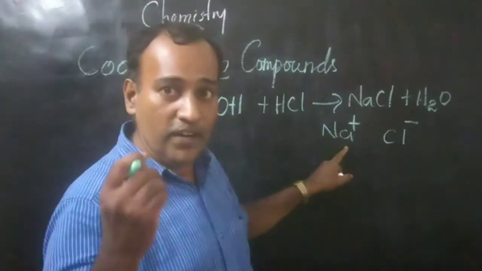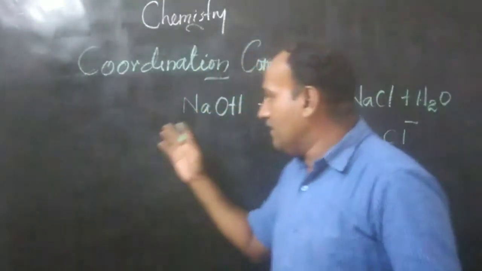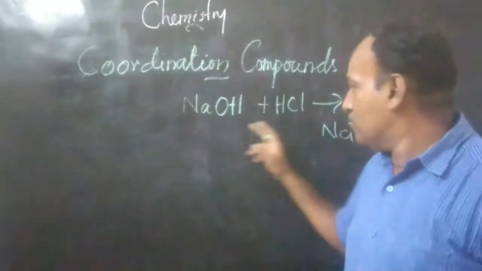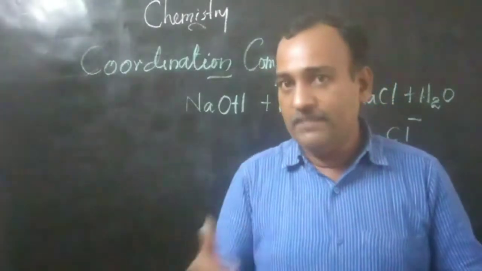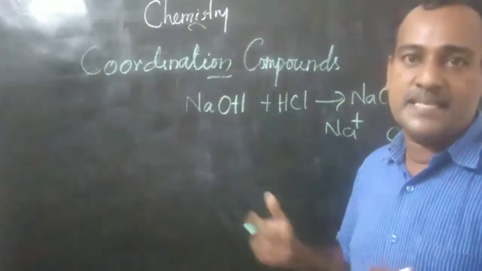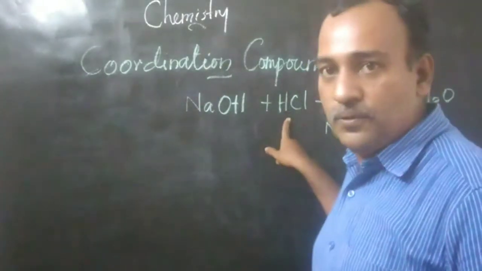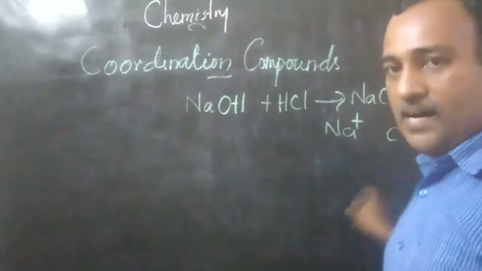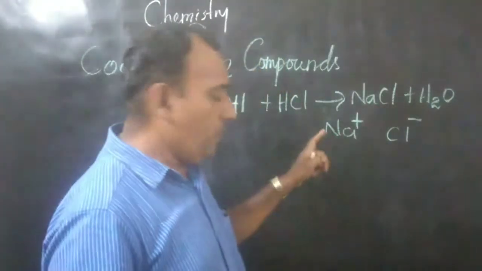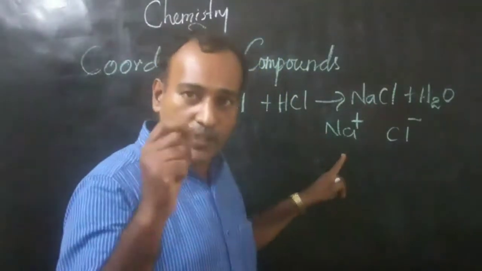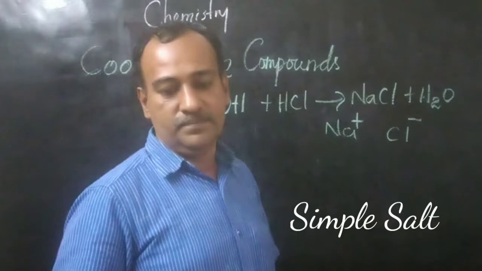From where does Na+ come? From sodium hydroxide. What is sodium hydroxide? Sodium hydroxide is a base. So Na+ is called basic radical, since it came from a base. Similarly, Cl-, from where does it come? From hydrochloric acid. Therefore, it is called acid radical. If a salt contains only one acid radical and only one basic radical, then it is called simple salt.